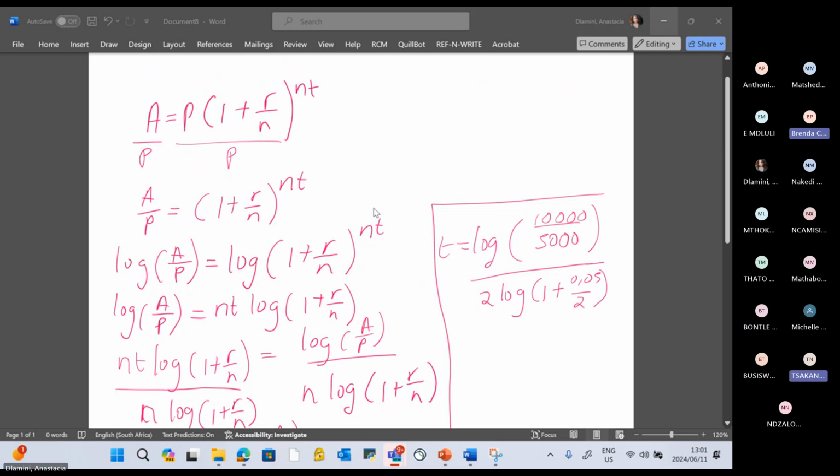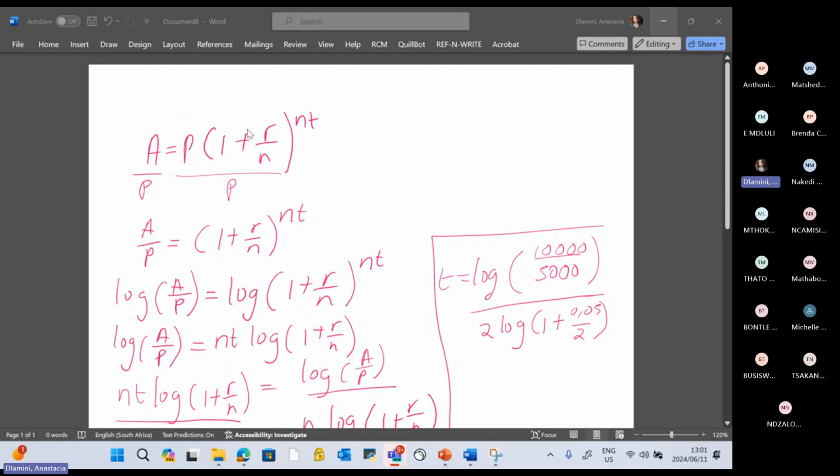Okay, so this is what I think we started with in high school, right? The formula first, because then we know that they're saying they compounded something, right? What was the question?